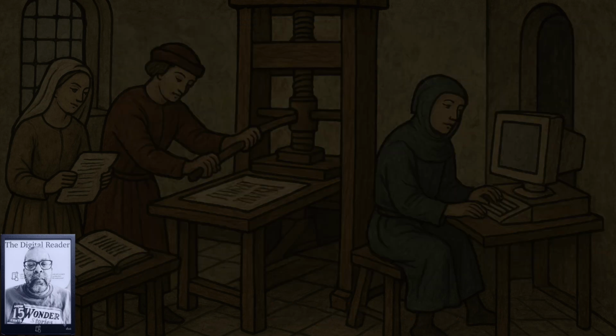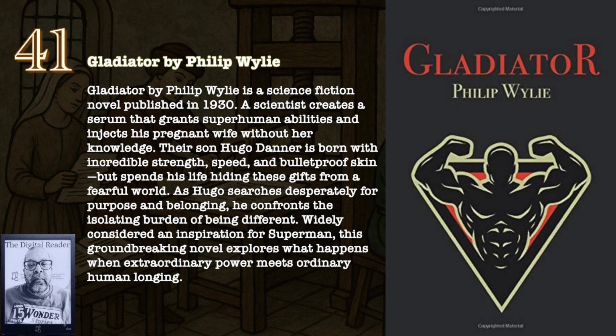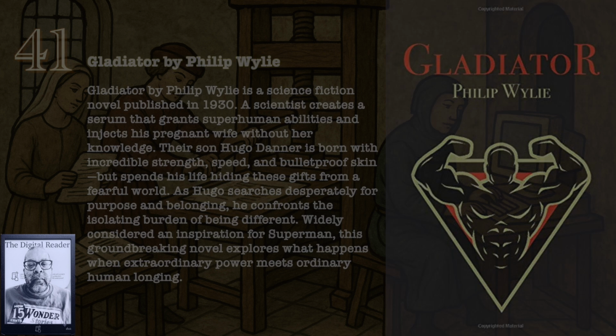Let's get started. Gladiator by Philip Wylie is a science fiction novel published in 1930. A scientist creates a serum that grants superhuman abilities and injects his pregnant wife without her knowledge. Their son, Hugo Danner, is born with incredible strength, speed, and bulletproof skin, but spends his life hiding these gifts from a fearful world. As Hugo searches desperately for purpose and belonging, he confronts the isolating burden of being different. Widely considered an inspiration for Superman, this groundbreaking novel explores what happens when extraordinary power meets ordinary human longing.